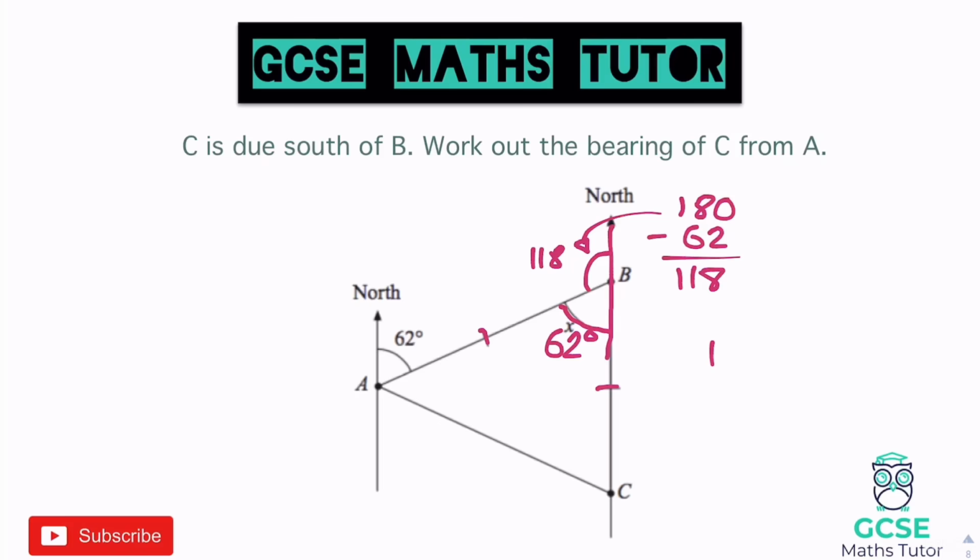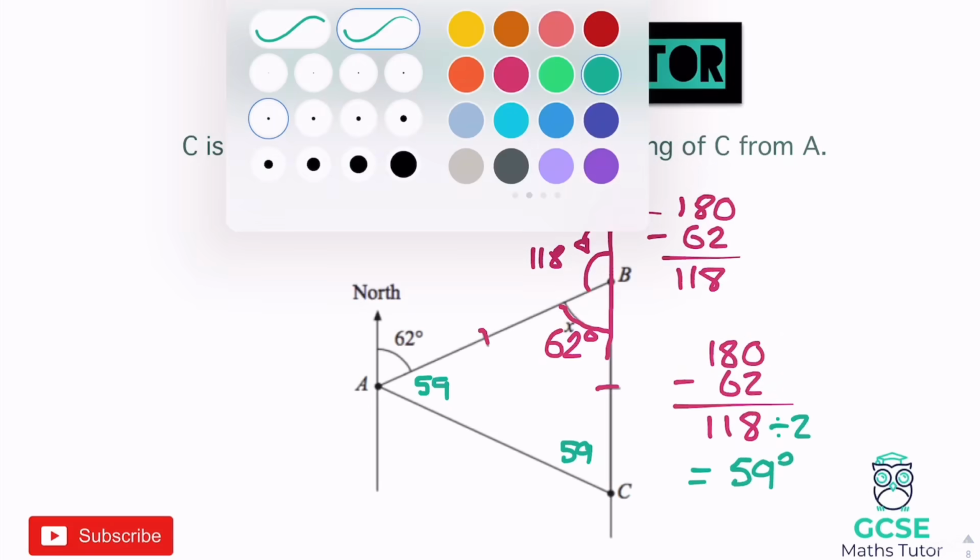So we can take 62 away from 180. So 180 take away 62, which leaves us with 118 degrees again. And then because it's an isosceles, that's going to get split in two. So if we divide that by 2, that'll be 59 degrees for each angle. So each angle down here is going to be 59. There we are, that's 59 and that's 59 as well. And now we have all the information that we need to get this bearing.